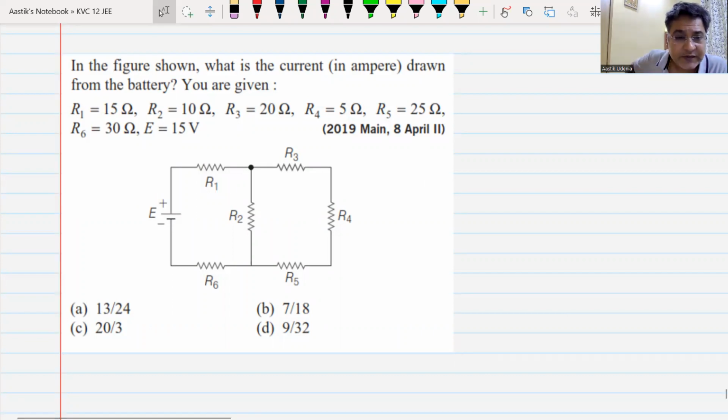So this is the question. Now this one is a straight one. In the figure shown, what is the current in ampere drawn from the battery? This is a straightforward one. They are simply asking you to find out the current which is flowing through the battery. Can you do this, beta? Yes, sir. Okay, I'll give you 2 minutes to do this.